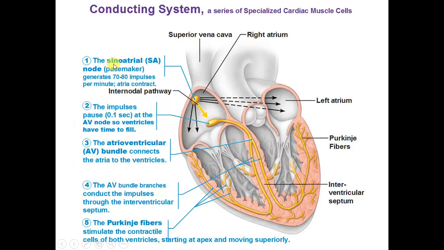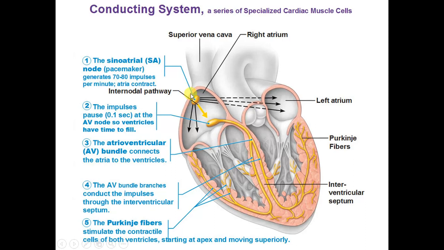The first point is the sinoatrial node, SA node. This is the pacemaker of the heart. Pacemaker means that the first impulse is generated from this SA node, and then that impulse is transmitted to the whole of the heart, first the atria, then the ventricles. And it generates impulses at the rate of 70 to 80 impulses per minute when the atria contract.